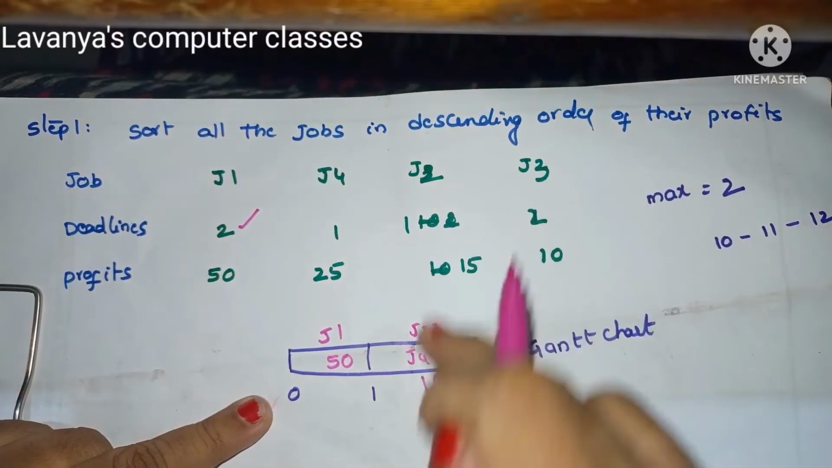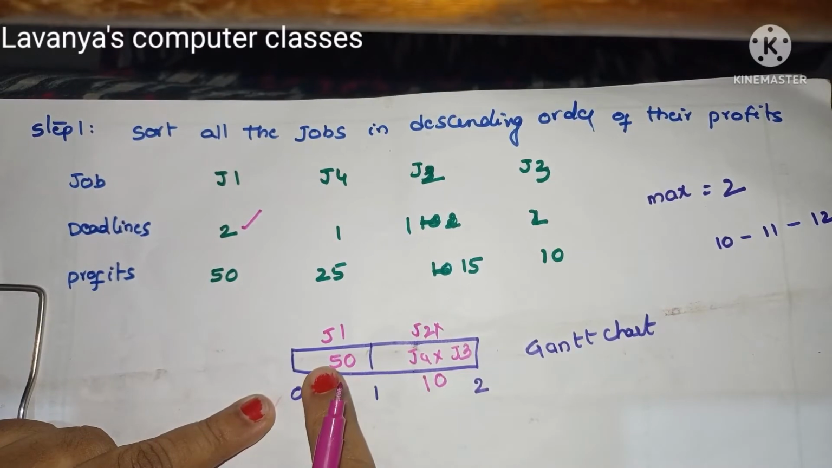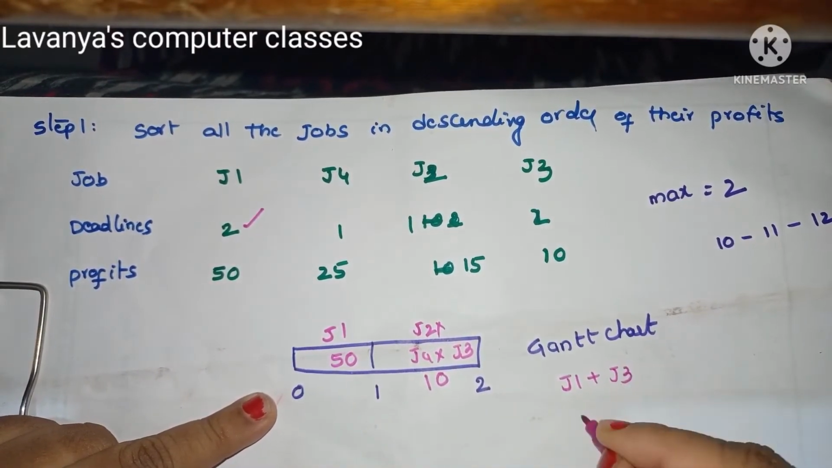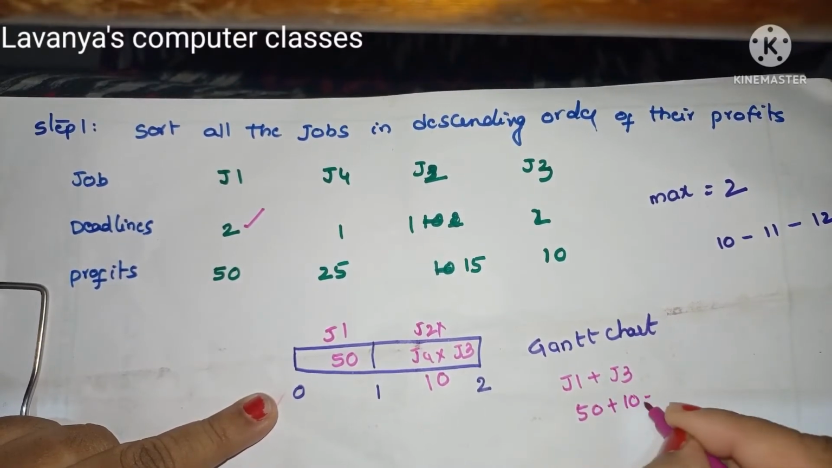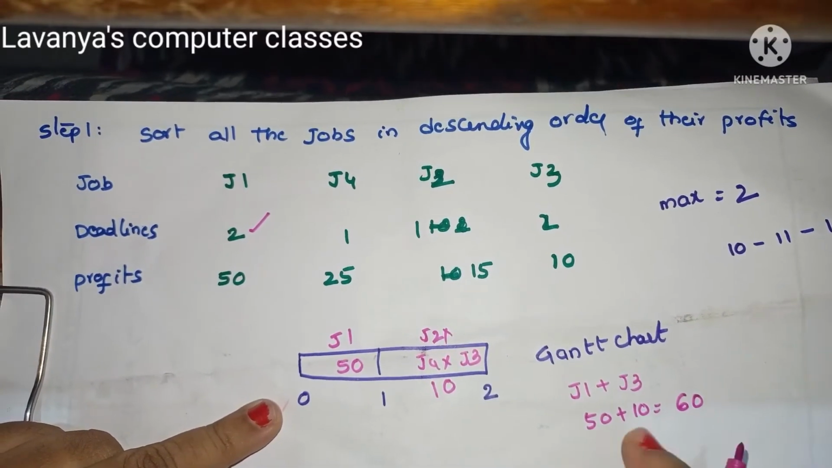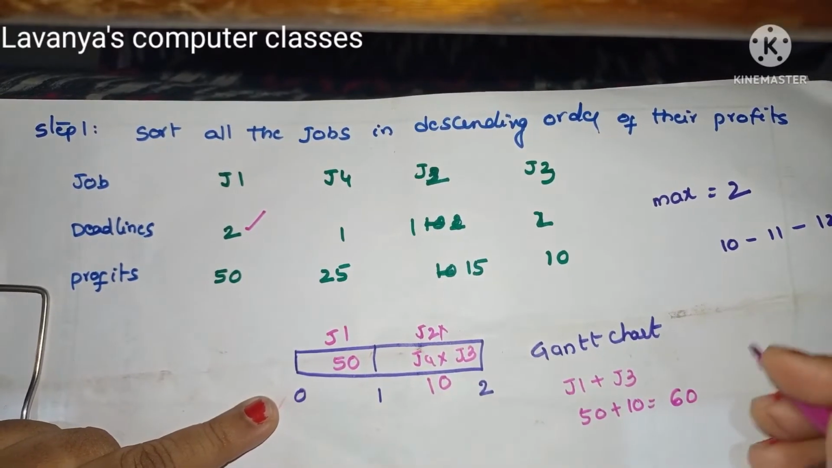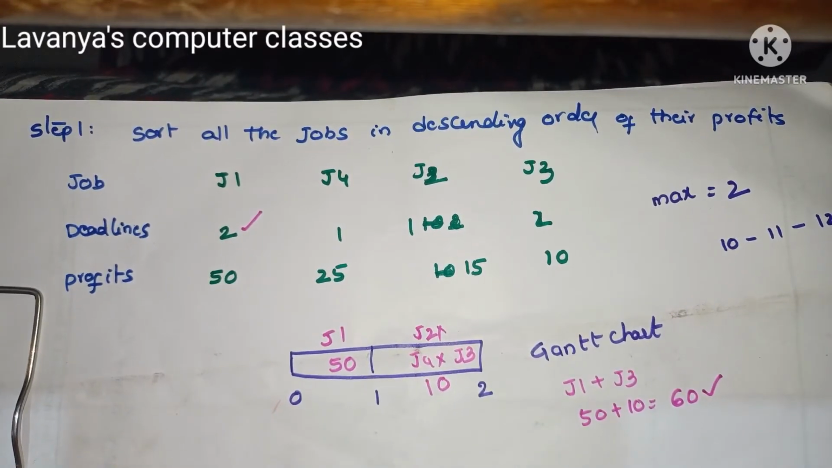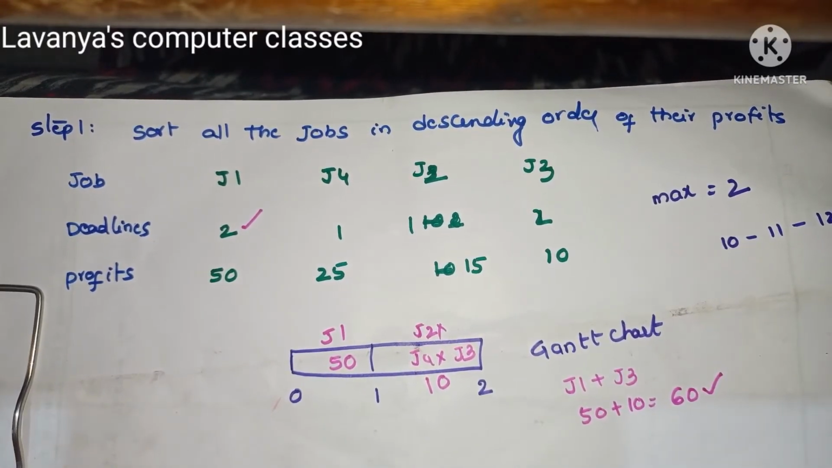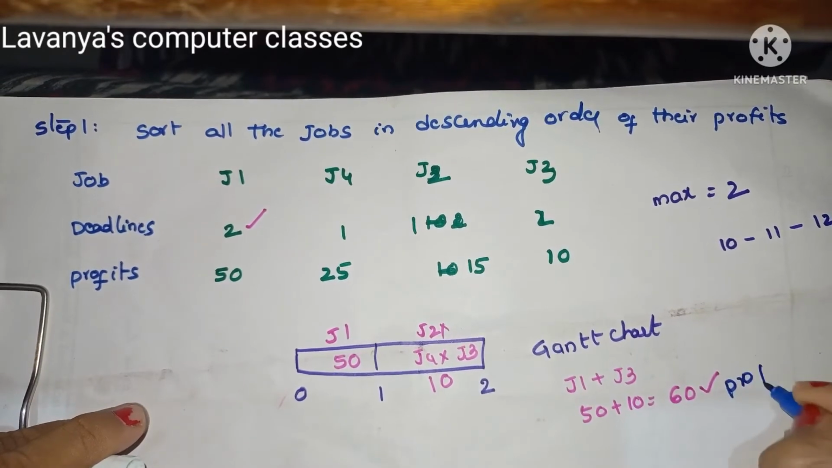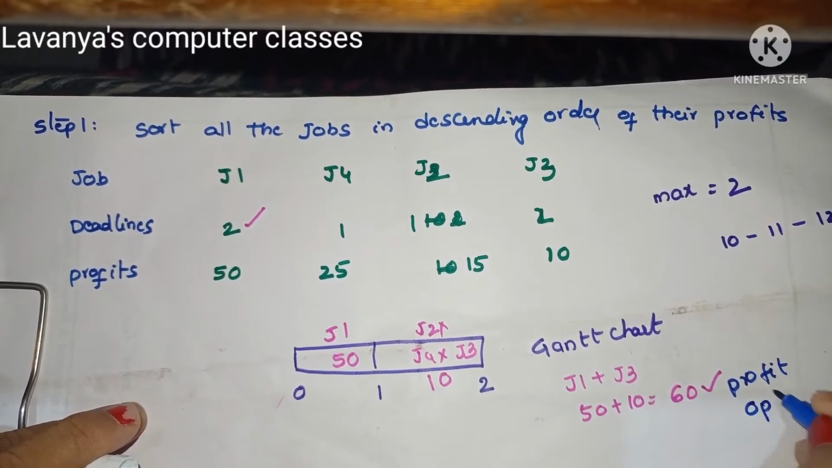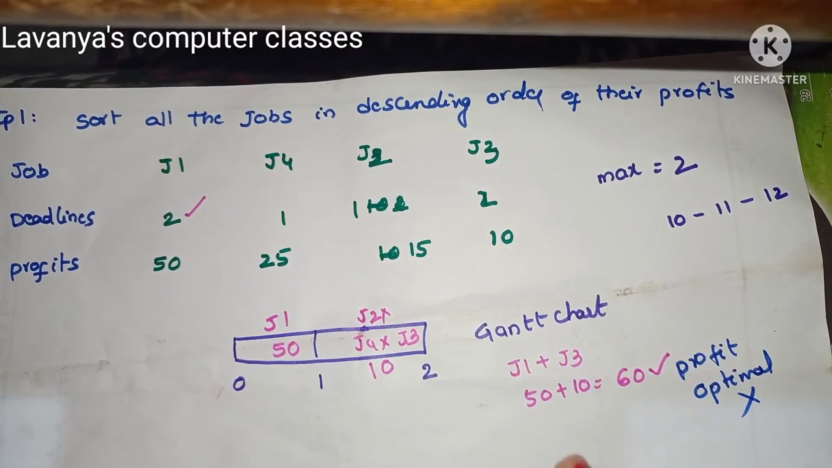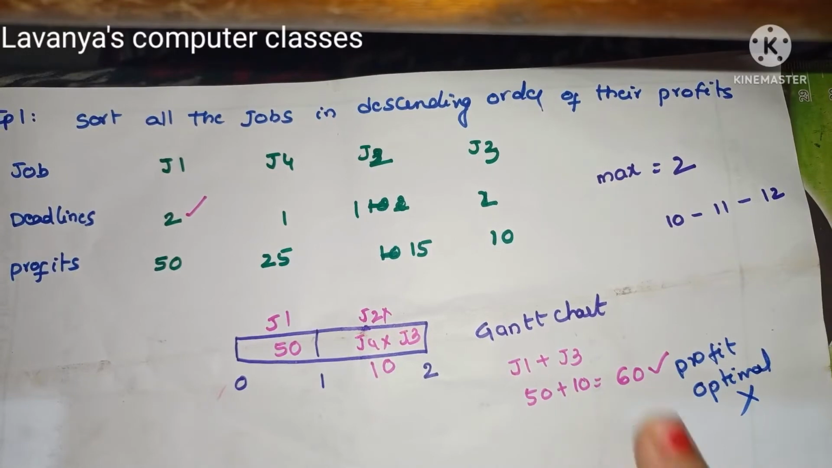Like this, only J1 and J3 are possible. So find J1 plus J3: 50 plus 10. So by selecting J1 and J3, the maximum profit you are getting is only 60. So the job is completed. But is it really the maximum profit? No, it is not the best optimal solution, because we are getting only 50 plus 10, 60 profit only.